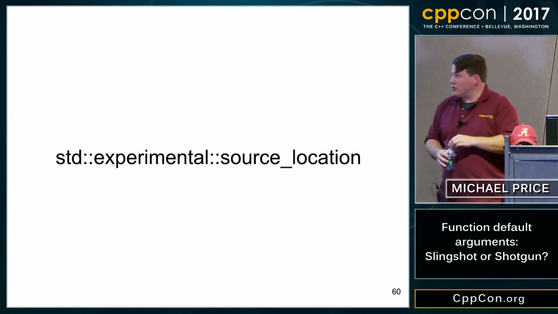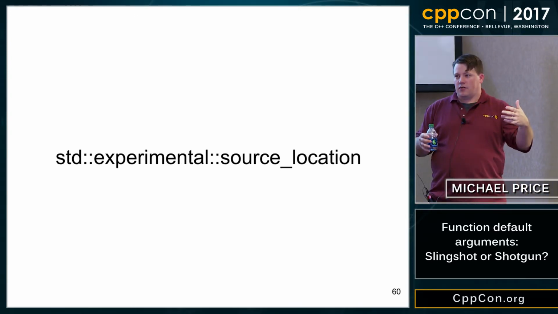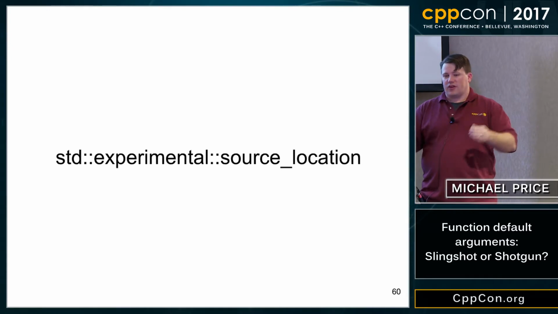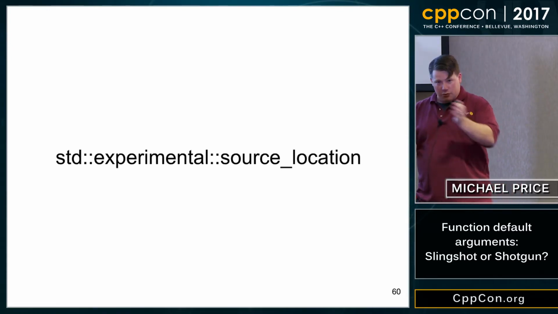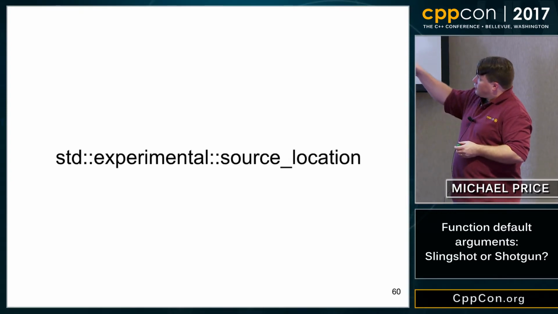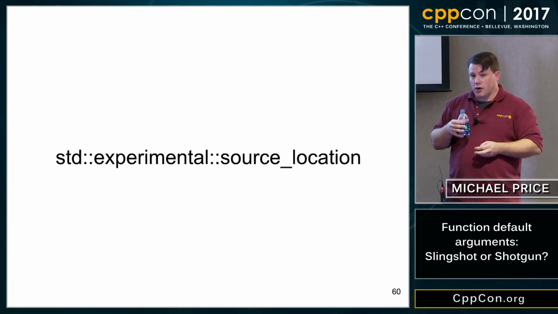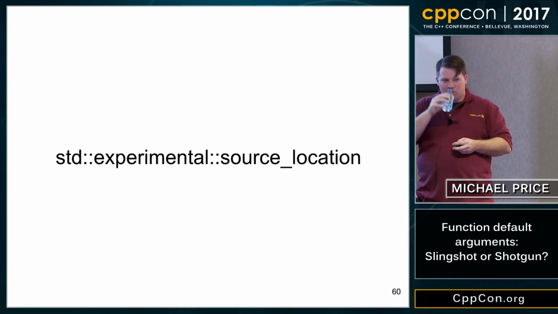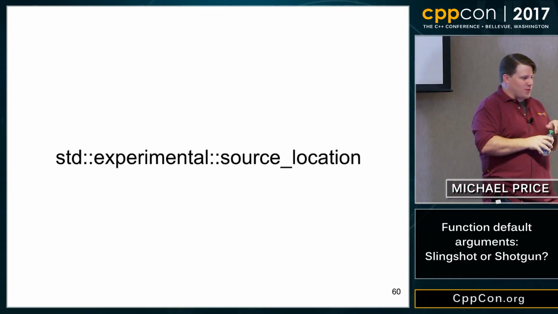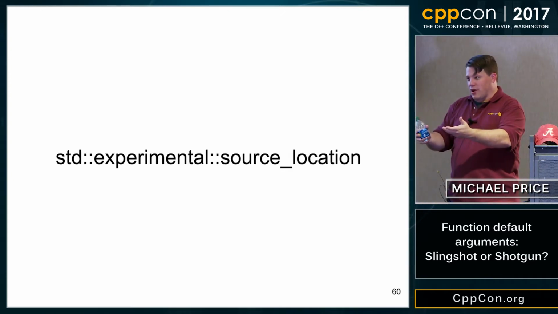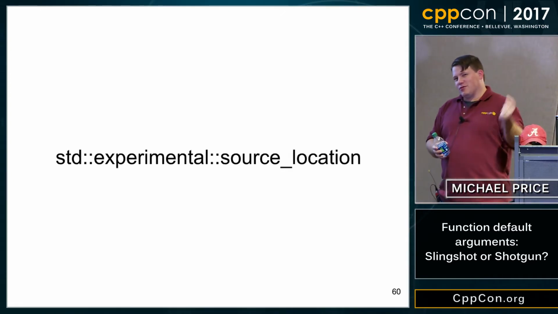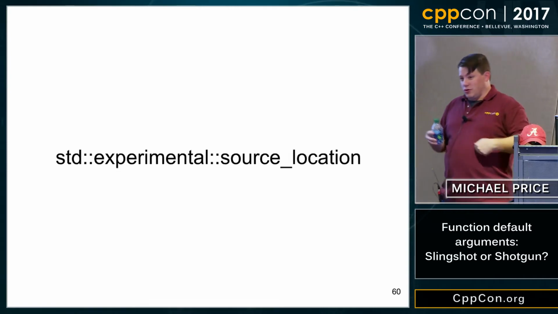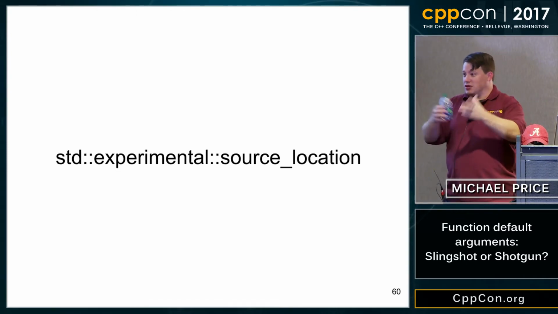Okay, who knows about the library TS? The library fundamentals TS. There's version 1, there's version 2, presumably there'll be version 3. This is a type that's added to version 2 of the library fundamentals TS. Just from the name, does anybody want to guess what it's supposed to do? File and line number, right? It gives you that information. But you say, we already have that with the file and line macros. Well, this gives us an actual full type with functions and things. We can pass it around as a unit.